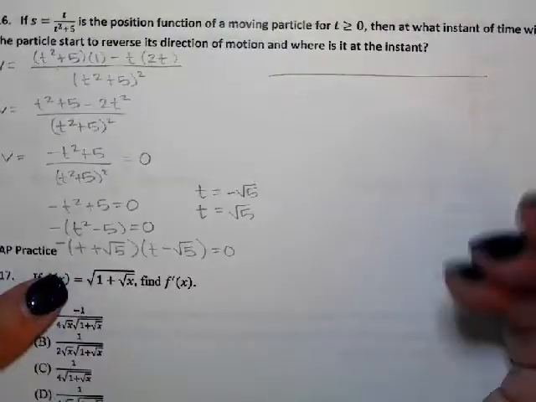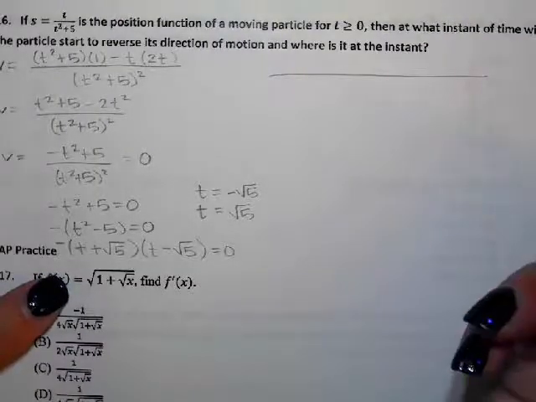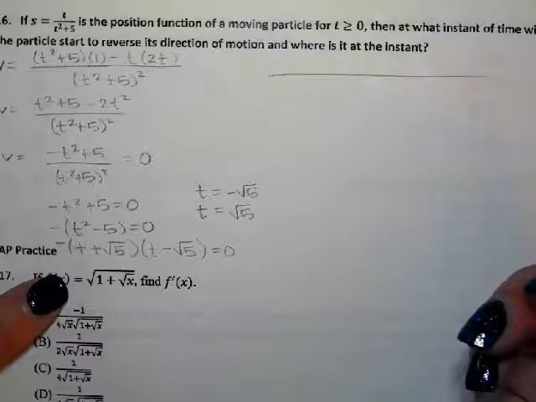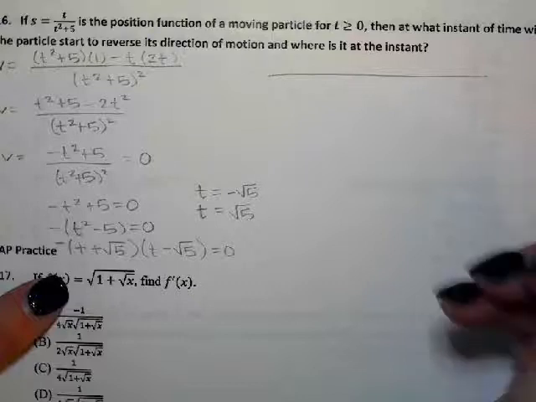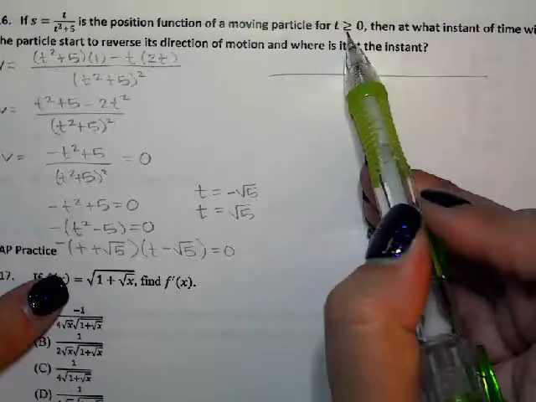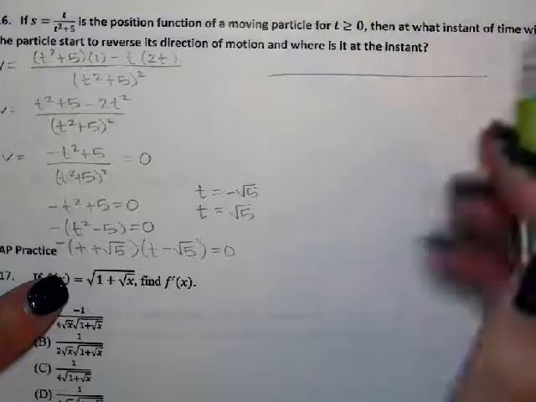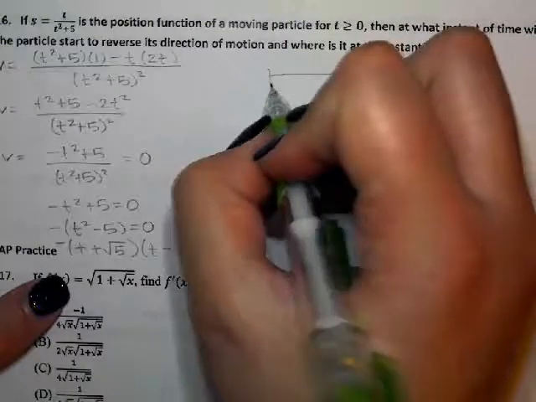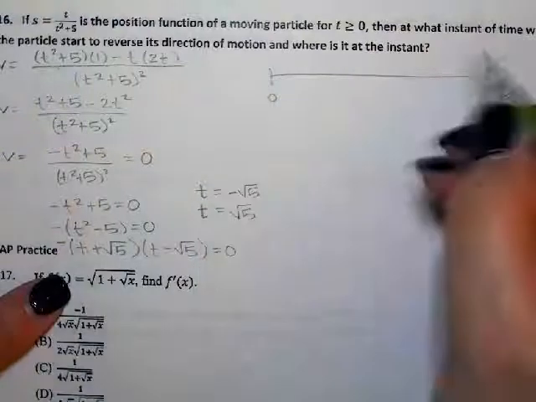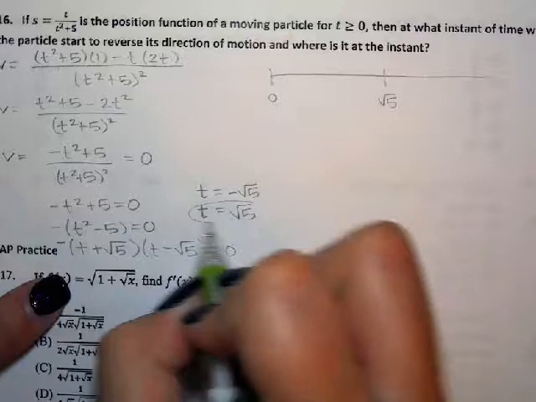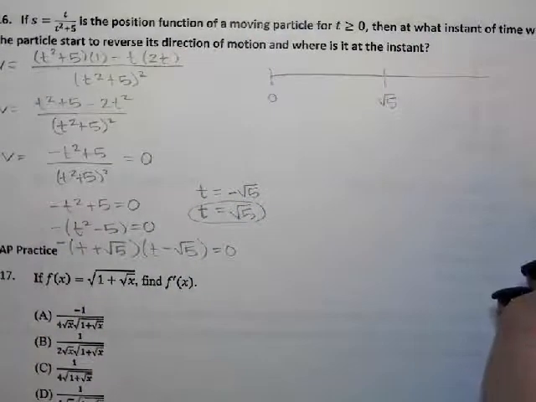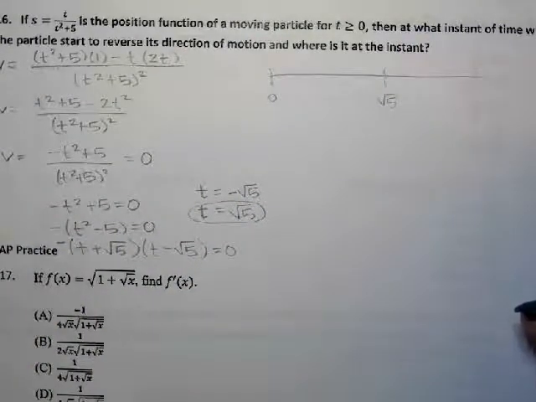And then based on the problem, which of those solutions is appropriate to use? Say it again. Only the positive one, because this says t is greater than or equal to 0. We're not going back in time, which I feel comfortable with. So we're starting our sign chart with 0, and we're going to go to root 5. I'm sure it changes directions at root 5. That's probably what happens, but I can go ahead and do my sign chart just to verify and make sure so I feel better about my answer.